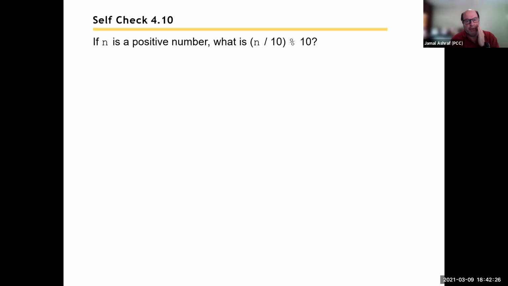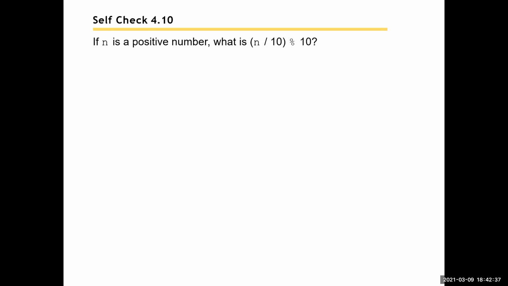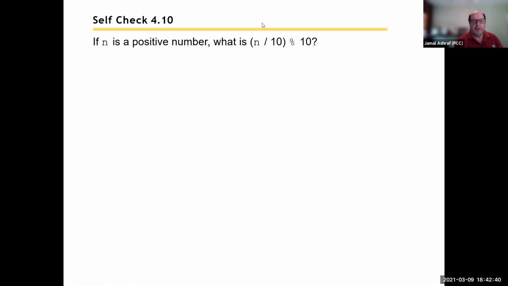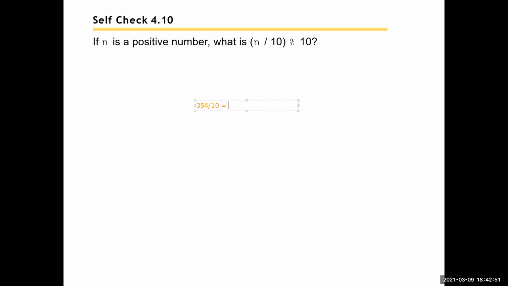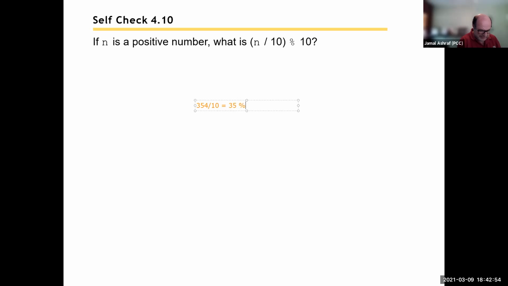Okay, if n is a positive number, what is n divided by 10 % 10? Anybody? So let's come up with a number: 354. If I divide this by 10, what do I get? 35. If I do % 10 on that one, what do I get? You get 5. So basically, we get the tens digit. For n divided by 10 % 10, we're going to get the tens digit, the second digit from the right.